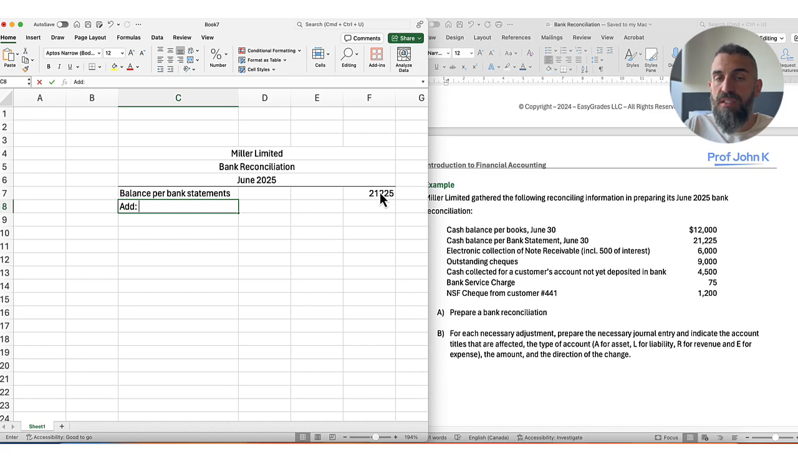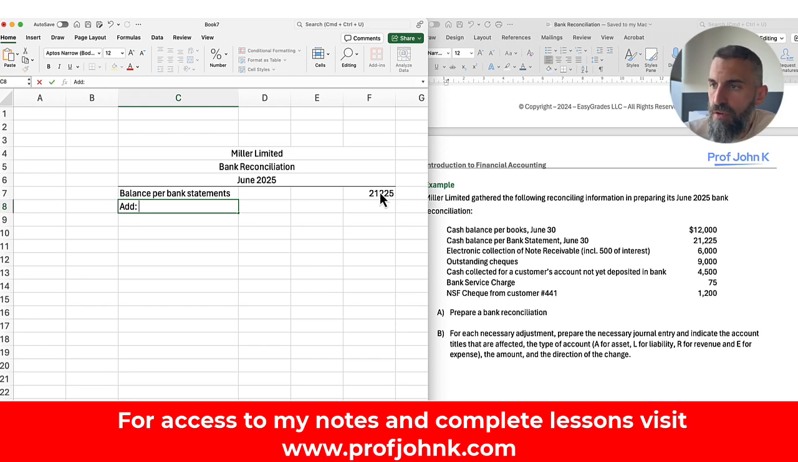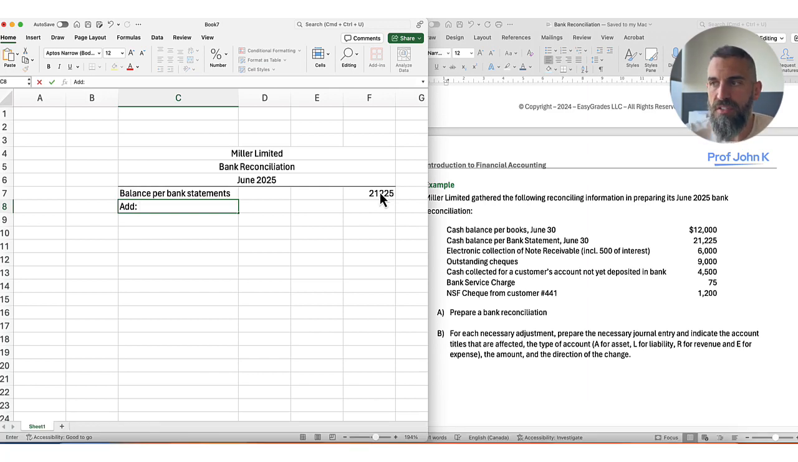And then we want to start with any additions. Really the only additions you might have would be deposits in transit or potentially any errors. So let's take a look at what we have. We have an electronic collection of a note receivable, including $500 of interest. This is not a deposit in transit. This is money that the bank collected for us. An electronic collection would be like somebody sent you an e-transfer or a Venmo, so it was automatically entered into your account. So that's not what we're looking for here. Outstanding checks, no. Cash collected from a customer, not yet deposited in the bank. That's the one. So we have a deposit in transit here, and it is $4,500.